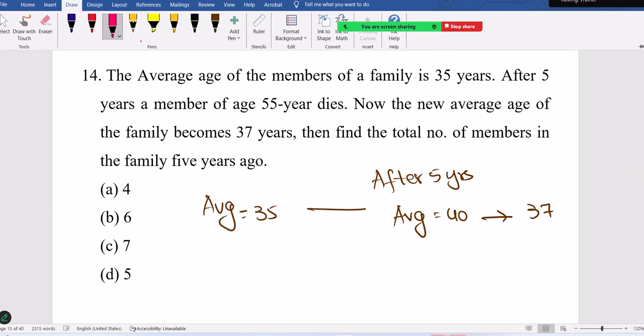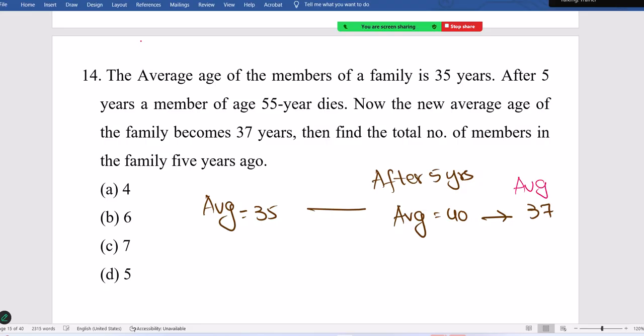Here we don't know how many people there are, so n into 40. You can also go the normal way. The average is 37. After 5 years, the total is 40 times n, the average of n members. When the person whose age is 55 left, it becomes 37 into n minus 1, with n members before and n minus 1 members after.